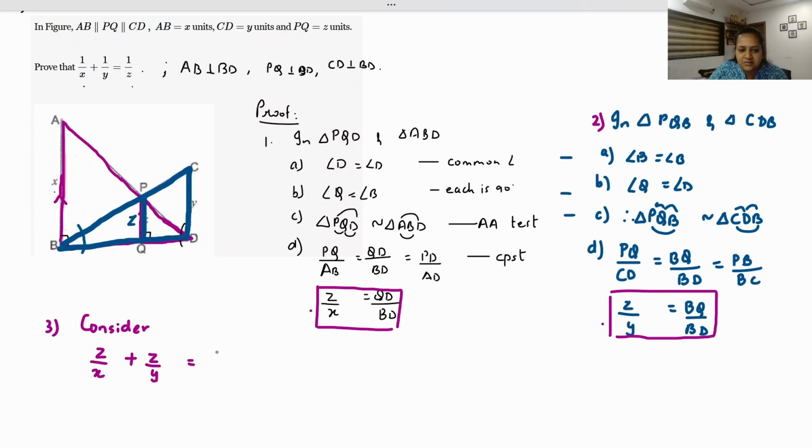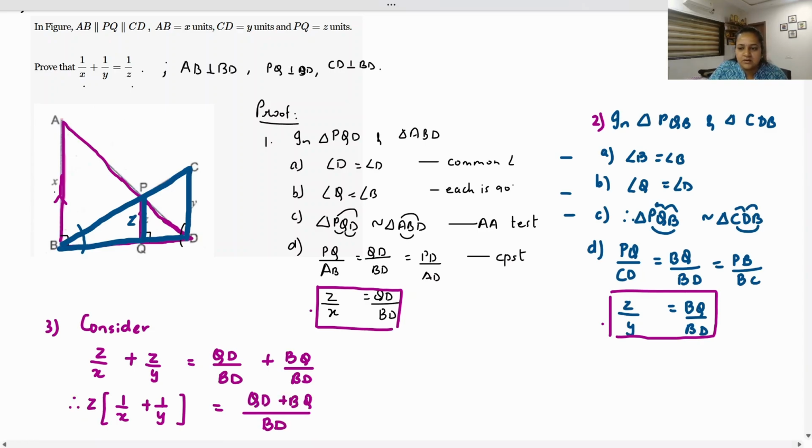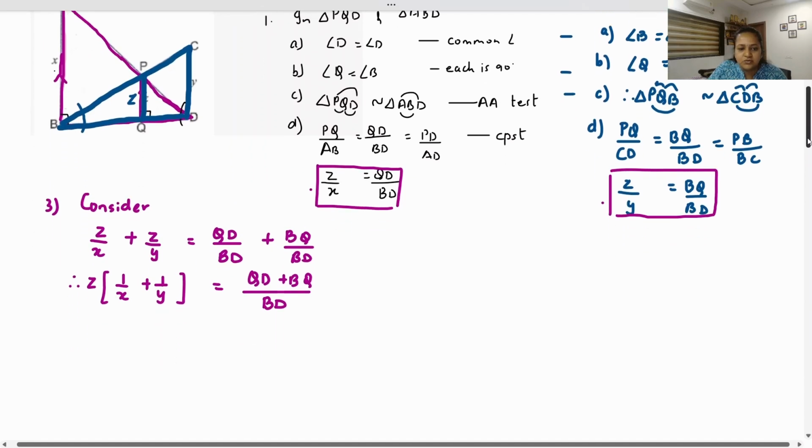What is Z upon X? Z upon X is QD upon BD. And Z upon Y is BQ upon BD. On your left hand side, if you see, we can take Z common. We will be left with 1 upon X plus 1 upon Y. And over here, we have a common denominator BD and we get QD plus BQ. Right? We get QD plus BQ.